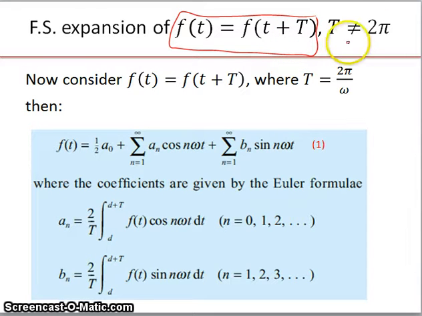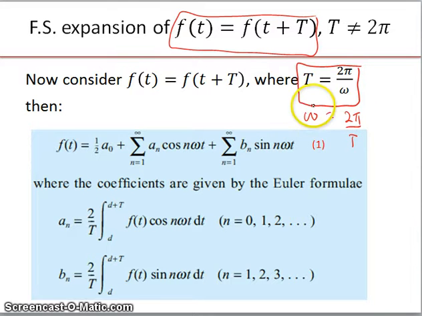First, when the period is not equal to 2 pi, and the second case is when the period equals 2 pi. Okay, so for this particular case, we can consider that T, or the period here, equals 2 pi per omega. Okay, and then the omega can be defined as 2 pi over T. Okay, so why do we need this information of omega?